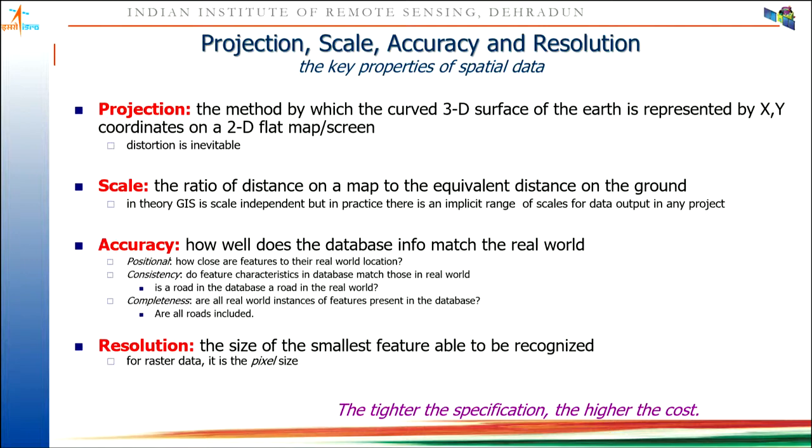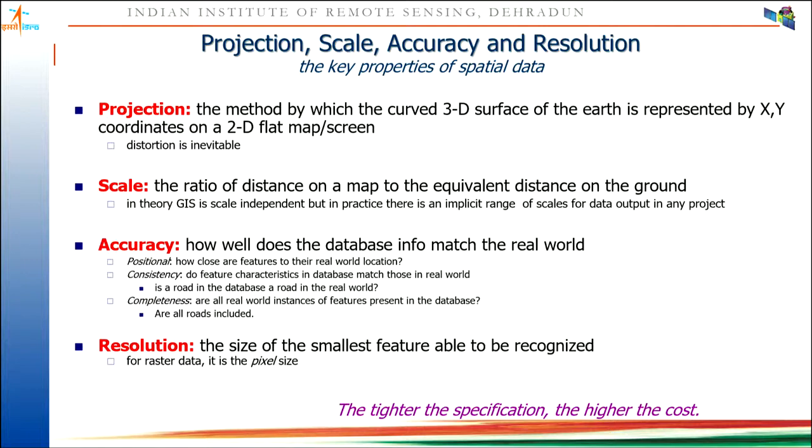This method is already available, and today hundreds or thousands of projection systems are available. This is a mathematical approach. By applying this, basically we have to minimize the distortion in the database, and then we can prepare our data set. The second is scale, the ratio of distance on a map to the equivalent distance on the ground.